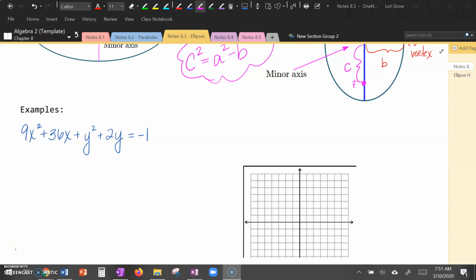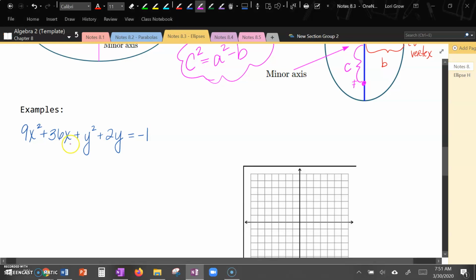Okay, for the second part of this lesson, I'm going to show you how to take an equation, turn it into one of the general ellipse equations above, and then how to translate that into the graph. So for the first problem, what we're going to do is take the x's and complete the square, and take the y's and complete the square.